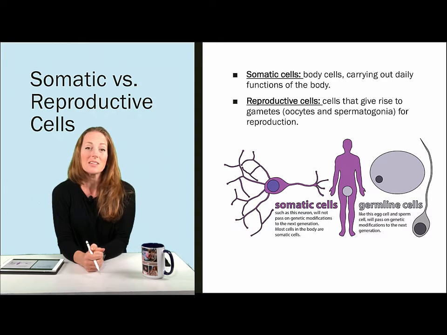Reproductive alterations, however, within the gametes, which in females would be the oocytes or eggs, and in males would be the spermatogonia or sperm, those changes can be inherited and passed on to your offspring. So only changes within reproductive cells are passed on to offspring. Sometimes this is a good thing.